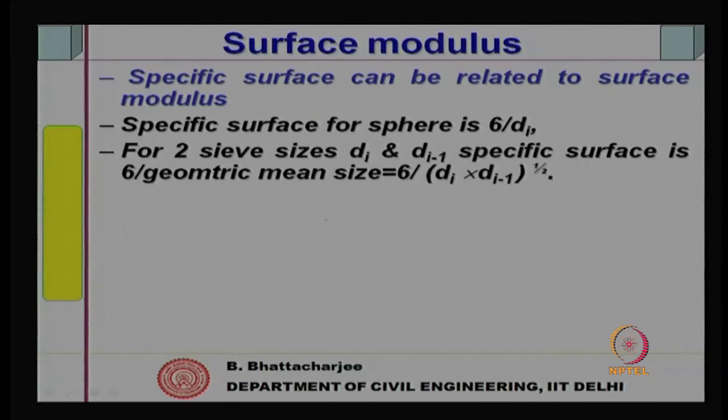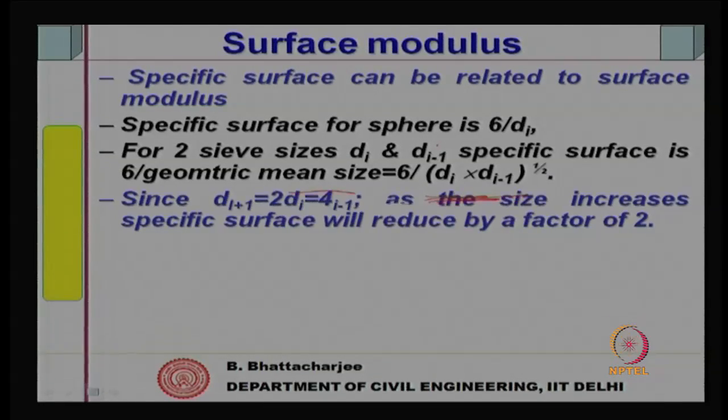For two sieve sizes d I and d I minus 1, I can talk in terms of average sieve size, geometric mean. So, geometric mean is the root over of these two. So, for two sieve sizes d I and d I minus 1, specific surface is 6 over the geometric mean size, and that is given by this. Since d I plus 1 is 2 d I, which is equal to 4 d I minus 1. So, d I plus 1 is equal to 2 d I equal to 4 d I minus 1, right.